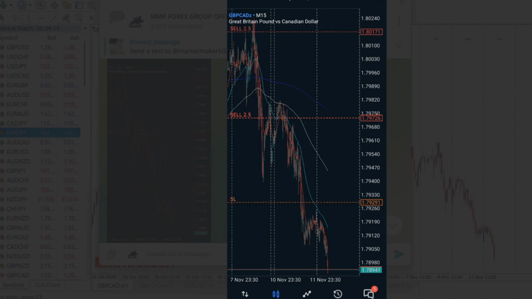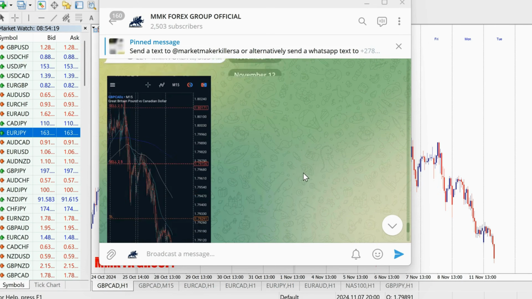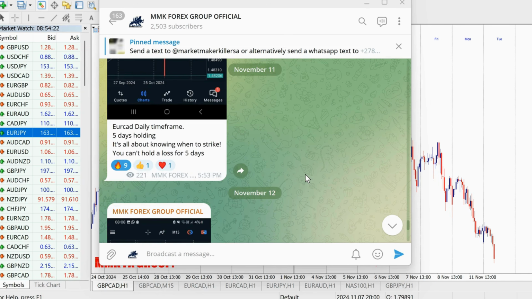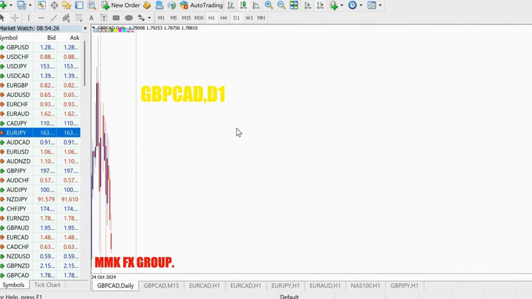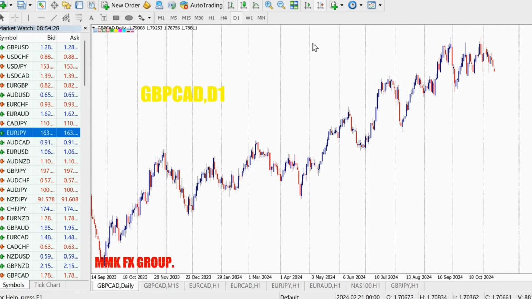All right, so I'm going to break this down for you from a clean chart, and how this trade came about. Okay, so looking at GBP CAD, I always like looking at my charts from the higher time frames. So just by looking at the daily, it's very simple. As you can see, the structure on the daily was very simple: higher highs and higher lows.